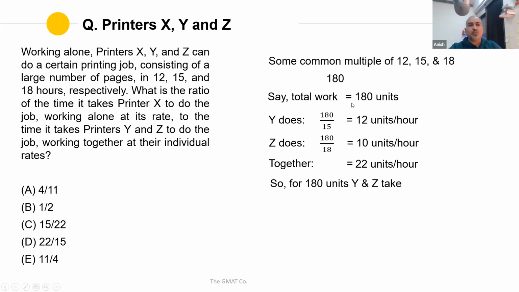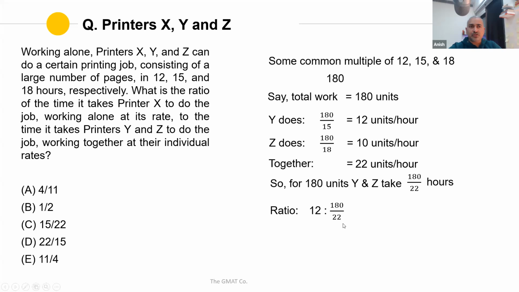For 180 units, Y and Z together would take 180 divided by 22 hours. That's the time. Now what we need to figure out is the ratio. So the ratio of X's time remains 12 hours only. I don't need to actually worry about X and do anything with X, right? Because at the end of the day, what I need to figure out is the ratio of the times. So I already have X's time of 12 hours. That remains as it is.